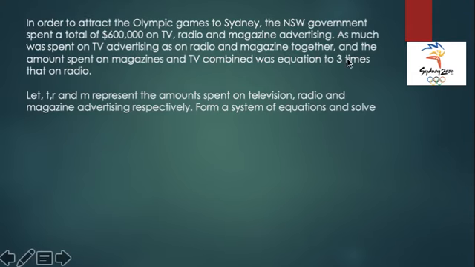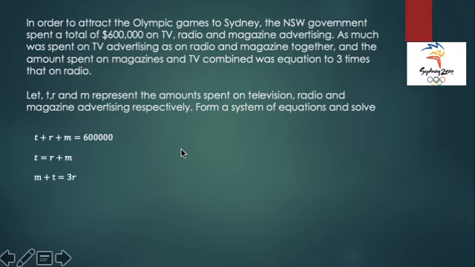The statements we've been given are: as much was spent on TV advertising as radio and magazine together, and the amount spent on magazines and TV combined was equal to 3 times that on radio. So T represents television, R represents radio, and M represents magazines. We know that all 3 of those together equaled $600,000. We also know that television is the same as the radio and the magazine combined.